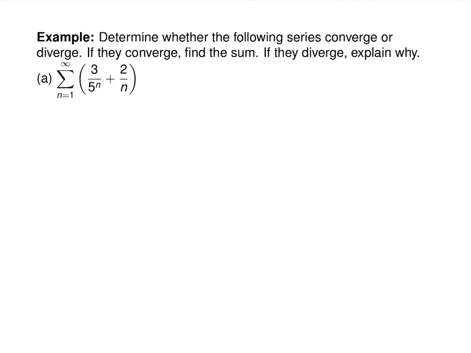Determine whether the following series converge or diverge. If they converge, find the sum. If they diverge, explain why. So my first instinct here is to try to break this into a sum of two series. So 3 times 1/5 to the n, and the sum from n equals 1 to infinity, 2 over n. Now this first one, that one's geometric. It's not indexed right to find the sum. But the r is 1/5, which is less than 1, so this will converge.